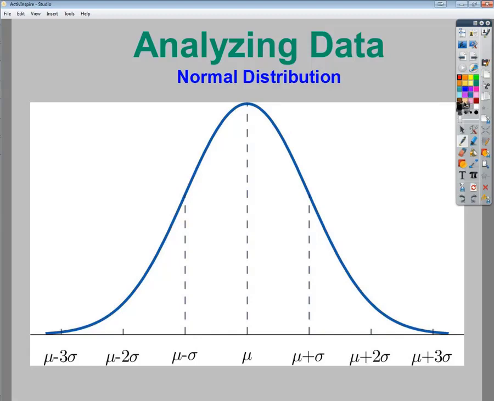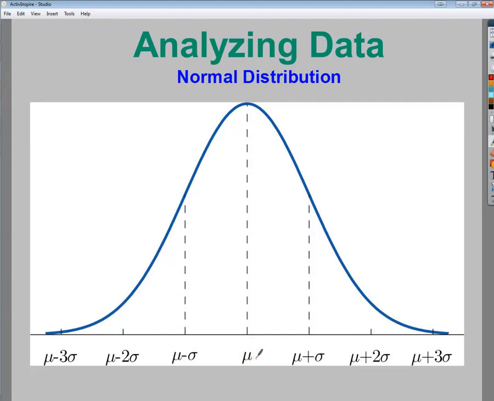Now at the bottom you'll see they use this symbol for the mean value, but I'm going to change it to this. That's the mean value in the middle. So most of the data tends to fall generally there. This would be one standard deviation, two standard deviations, and even three standard deviations below. On the other end, you'll have one, two, and three standard deviations above.